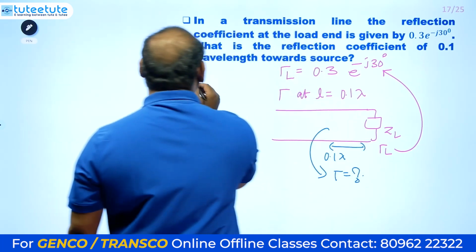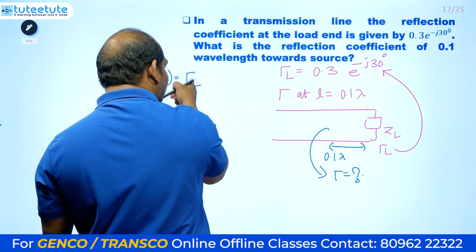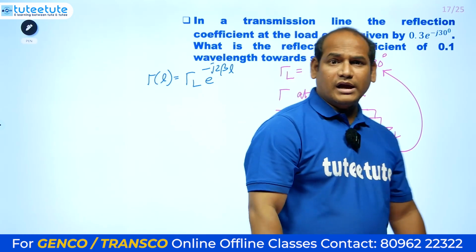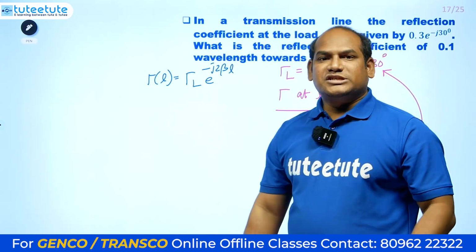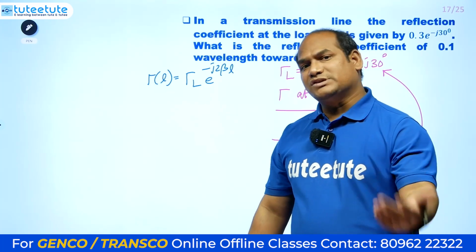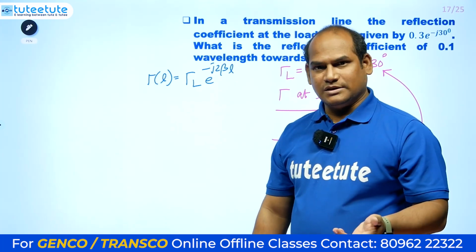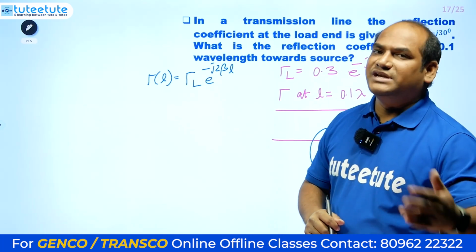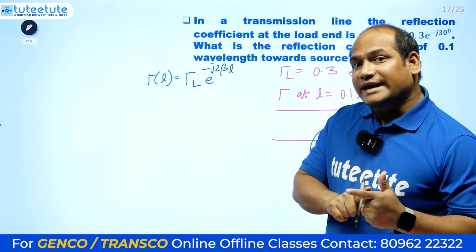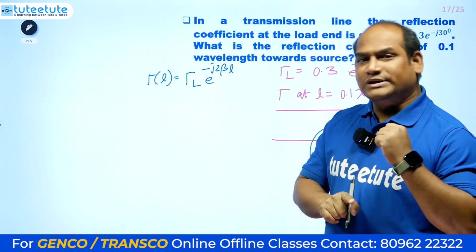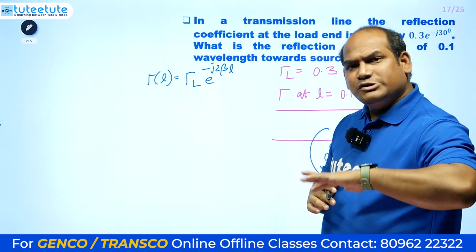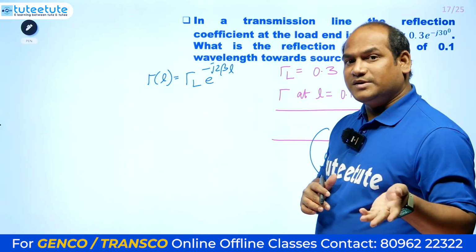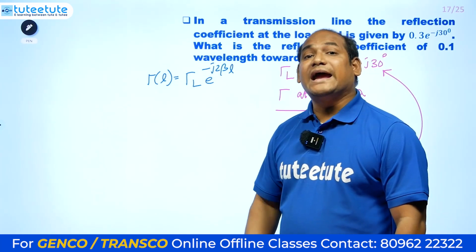It is a function of L. It is given by gamma L, the reflection coefficient at the load, multiplied by e power minus j 2 beta L. This is the formula. To get this, take the voltage equation and the current equation on the transmission line and take the ratio to get impedance. From that, apply the concept of reflection coefficient, that means V reflected by V incident. Then we get the reflection coefficient formula at different lengths.